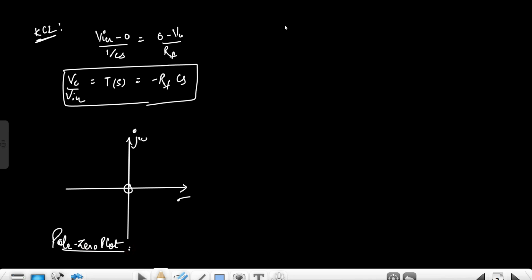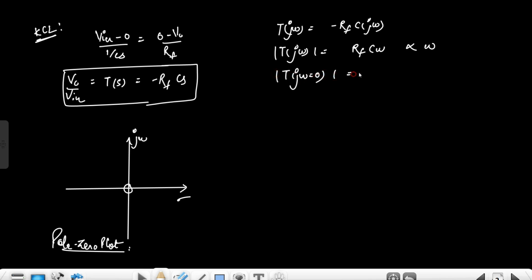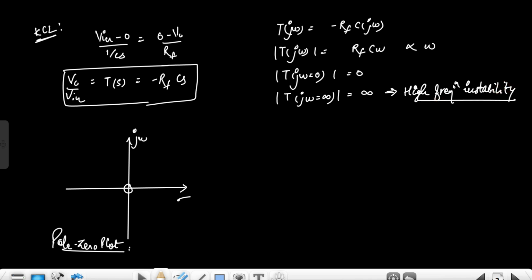Now for the frequency response, we will put s equal to j omega, and the transfer function T of j omega will be minus RF C j omega. The magnitude will be simply RF C omega. You can see that it is directly proportional to omega. So the magnitude at zero frequency will be 0, and at infinite frequency the magnitude is infinite. So at infinite frequency the magnitude is tending towards infinity, so this is known as the high frequency instability or high frequency roll off, which is the drawback of this ideal differentiator circuit.